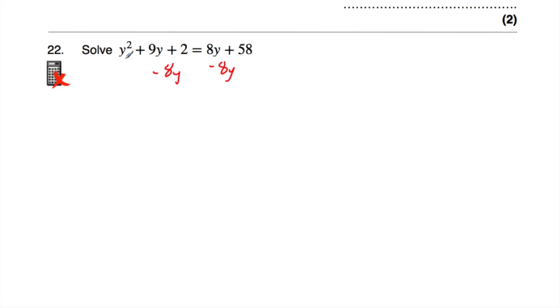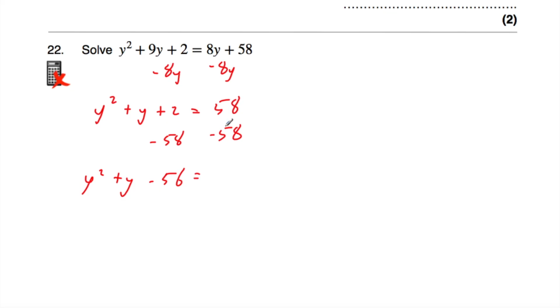So on the left hand side we had y squared. 9y's take away 8y's will be 1y, but I'm just going to write plus y. And then we've got our plus 2. And then on our right hand side we're taking away 8y, so we're left with 58. We want it to equal 0 here on the right hand side, so now let's take away 58 from both sides. On the left hand side we're going to have y squared plus y, and then 2 take away 58 will be minus 56, and then that will equal 0.